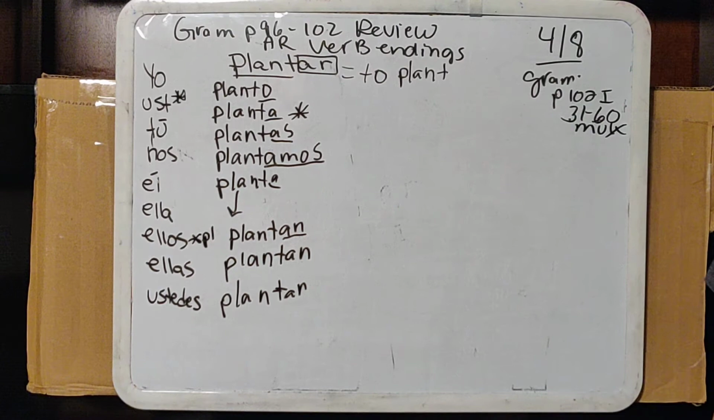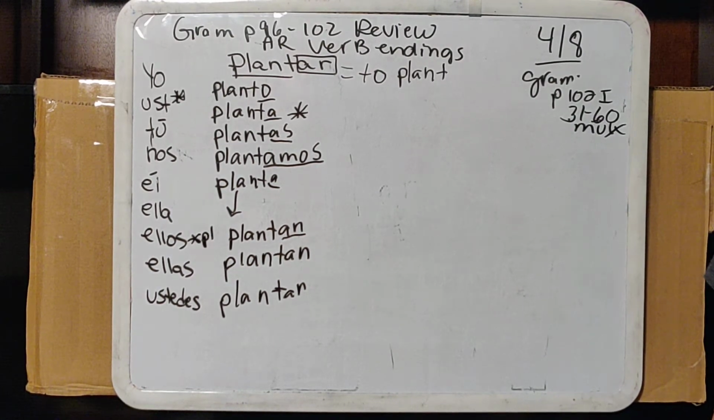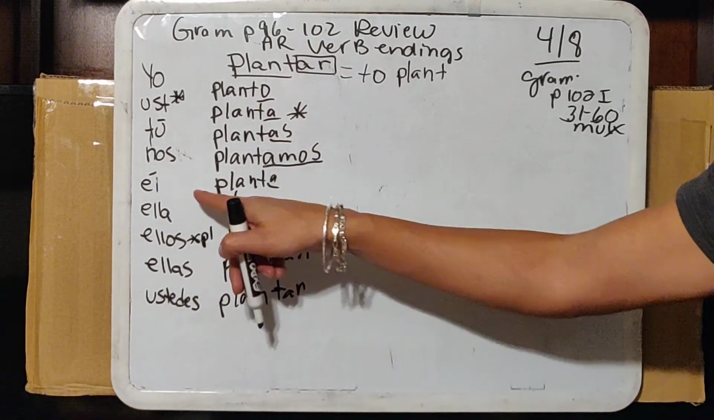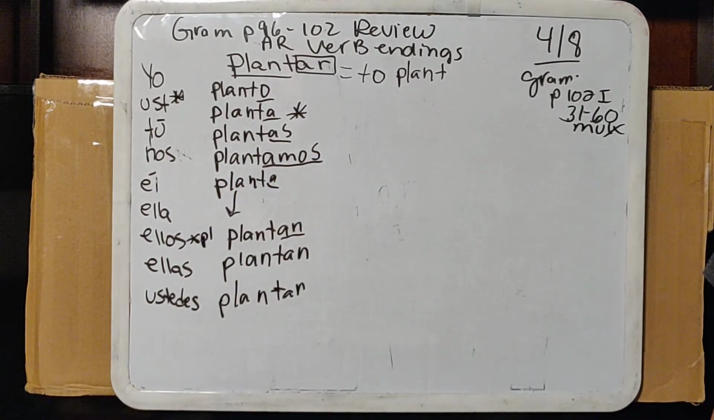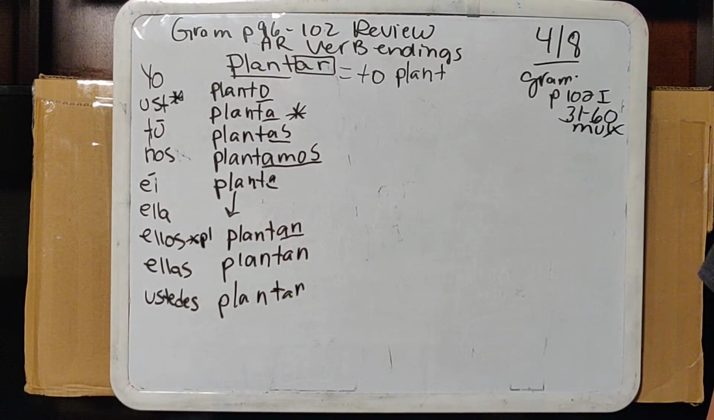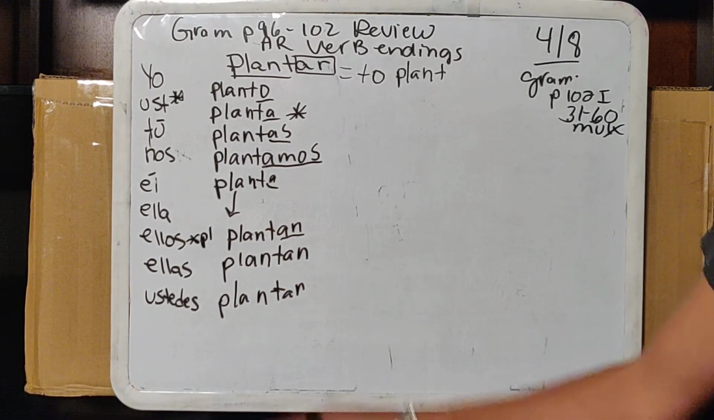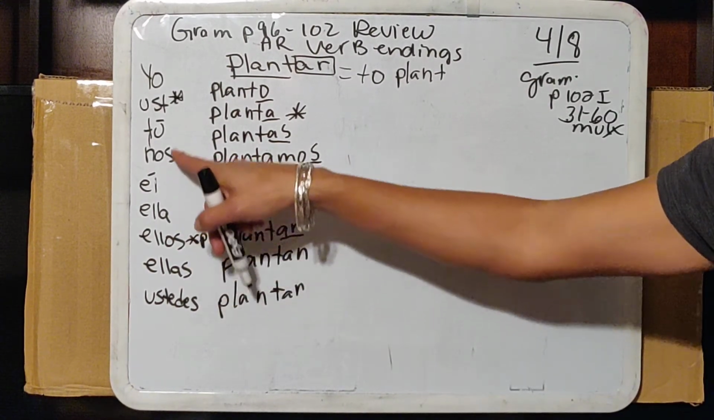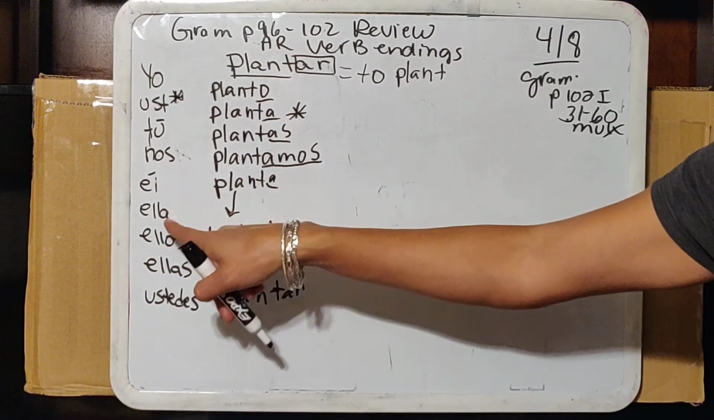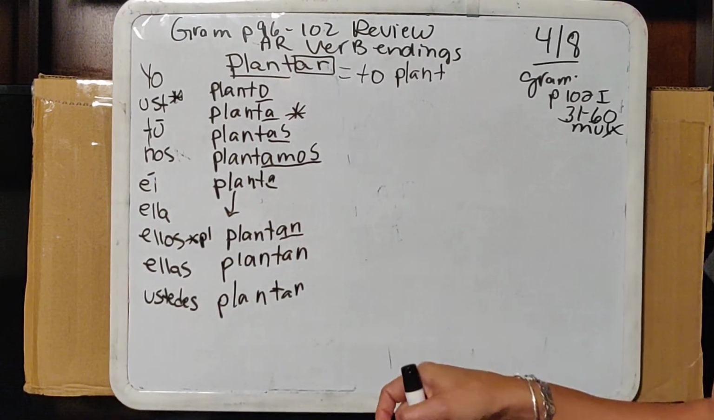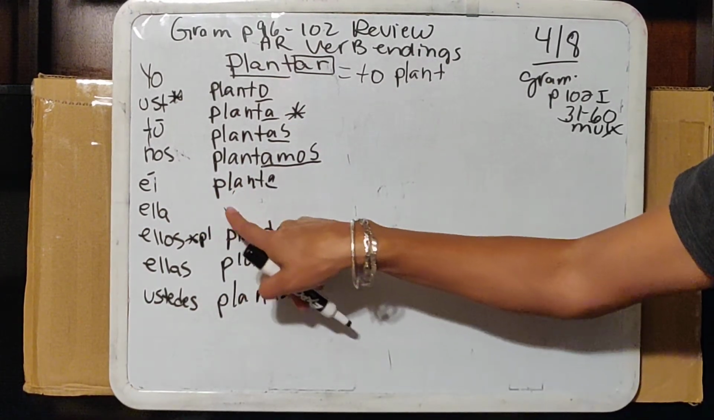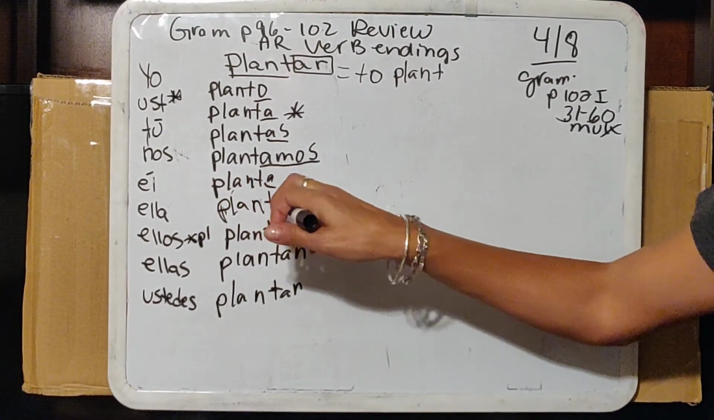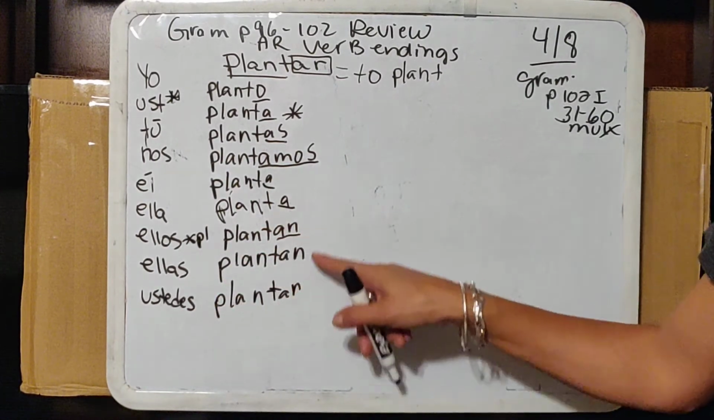If I wanted to talk about teachers, which is a plural subject, los profesores plantan. If I wanted to talk about a boy, he plants. El niño planta. So basically my point that I'm trying to make is that the usted, the el, and the ella all share the a ending, the singular ending. Let's go ahead and write that here so that your chart is complete. We're going to put planta as well. The ellos, ellas, and ustedes are plural endings.